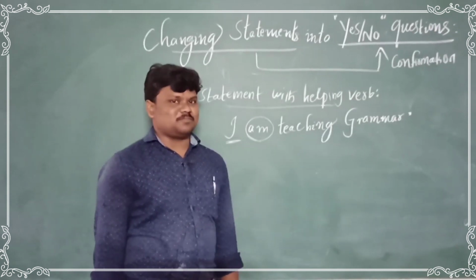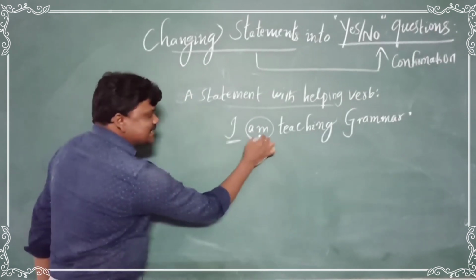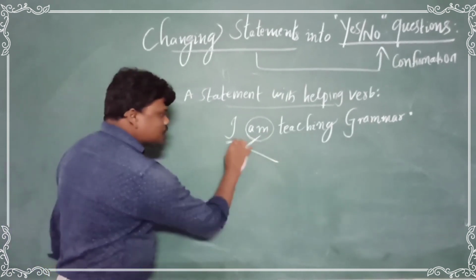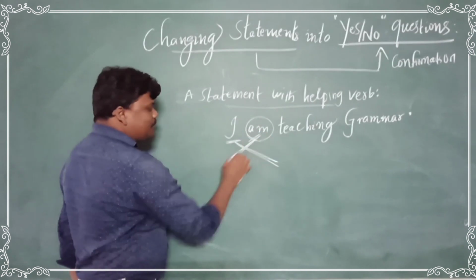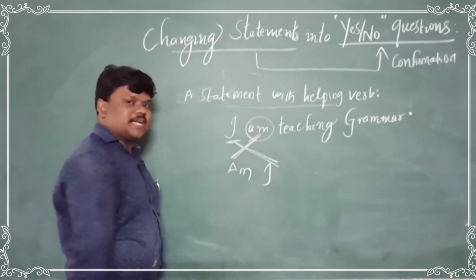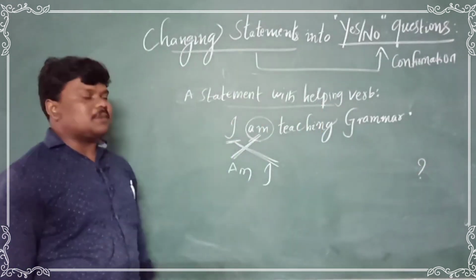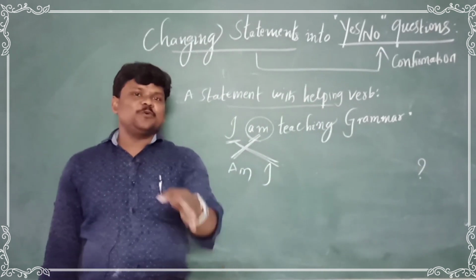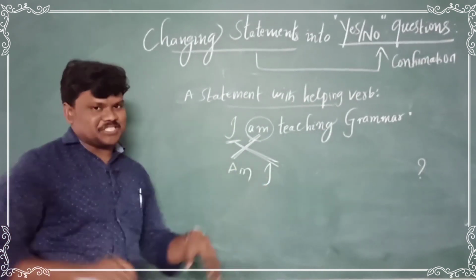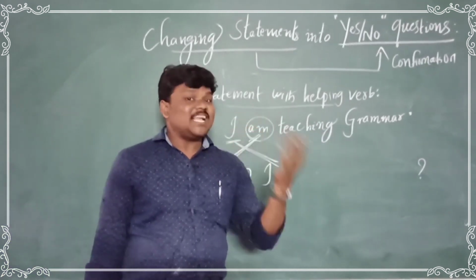Am is a helping verb. See, if we just interchange these two, I mean helping verb into the subject place and subject into the helping verb place, write the remaining sentence as it is, and put a question mark at the end, you will get a yes or no question without any doubt. Am I teaching grammar? Yes or no question.